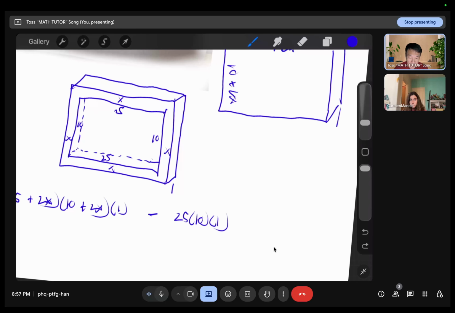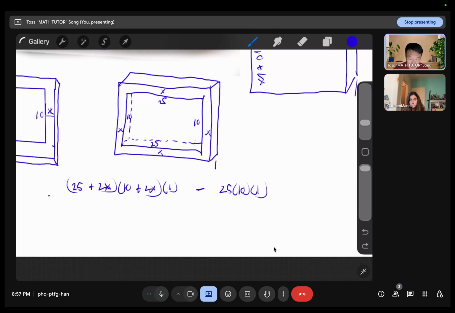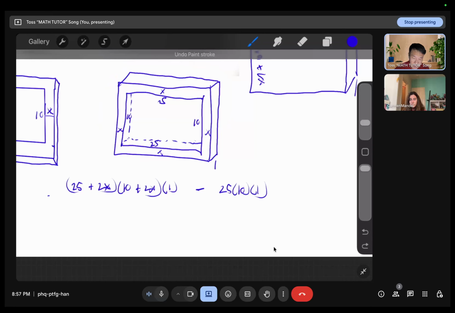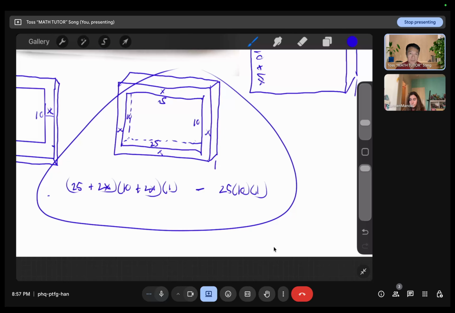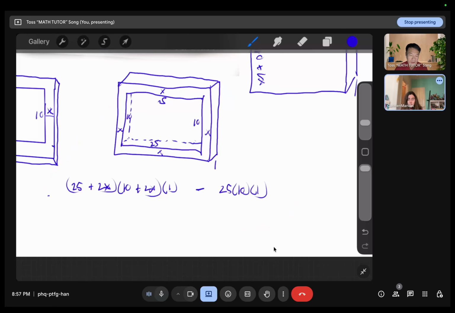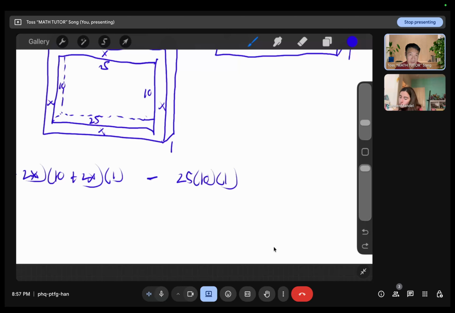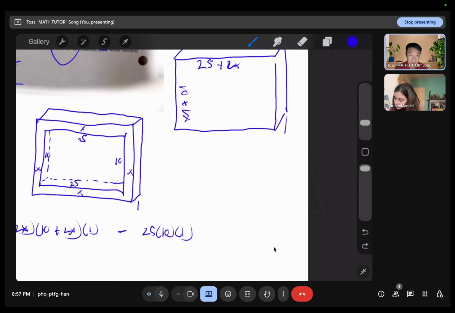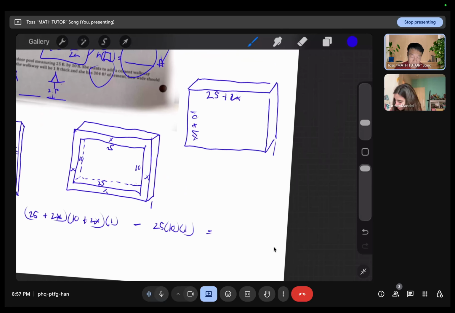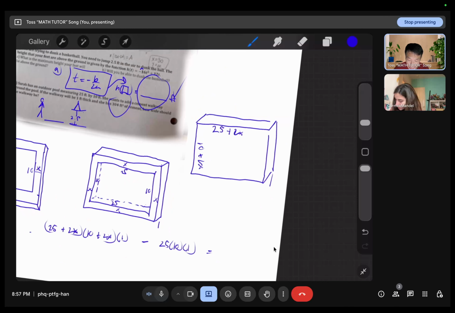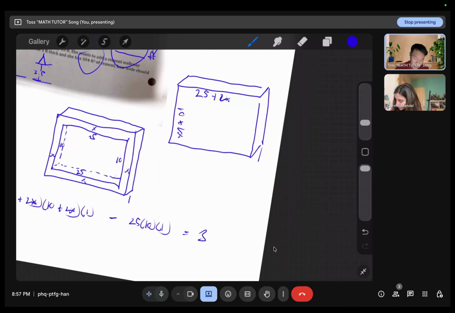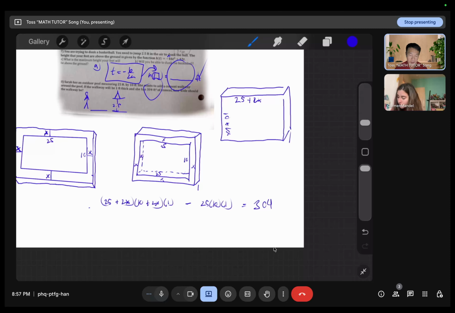So if you subtract it off, it will look like this. This shape represents this whole thing. Do you understand why I subtracted 25 times 10 times 1? Because the inside is 25 times 10 times 1. And then this will equate to the material you need, which is 304 cubic feet, and then solve for x, and that's it.